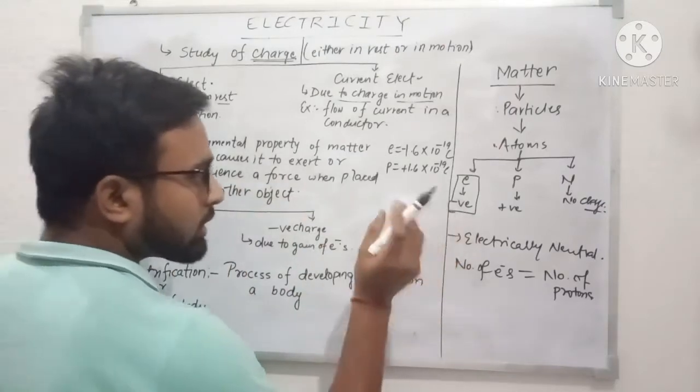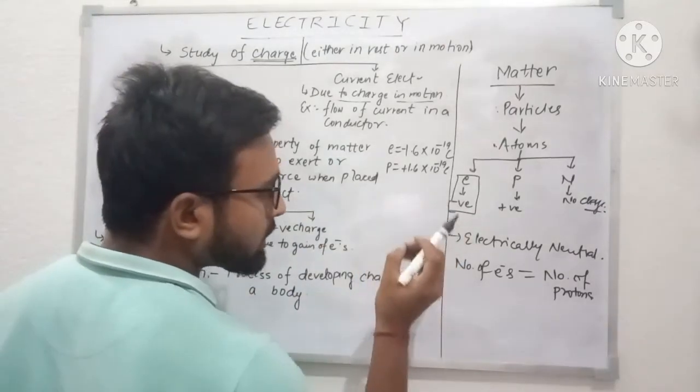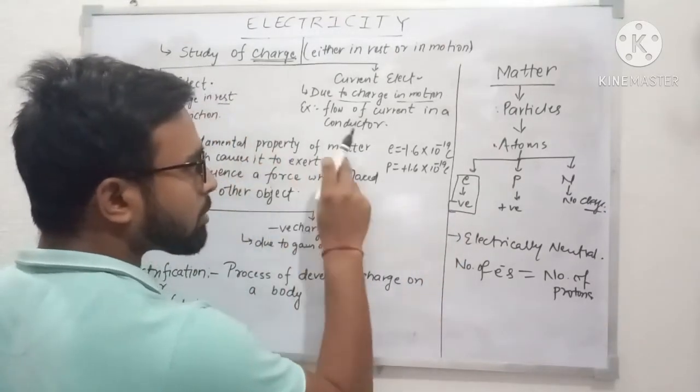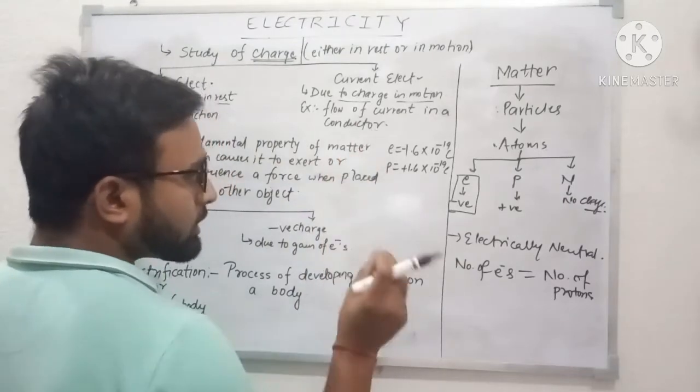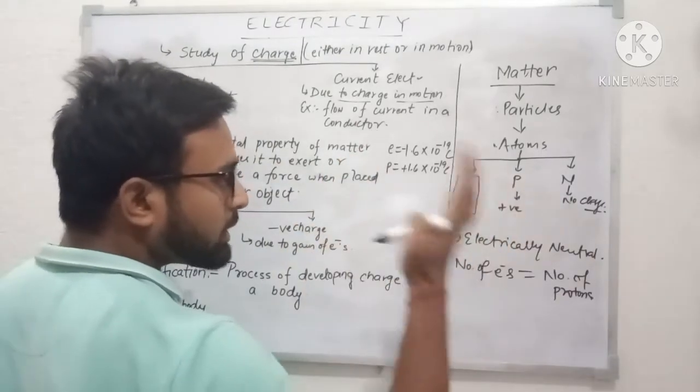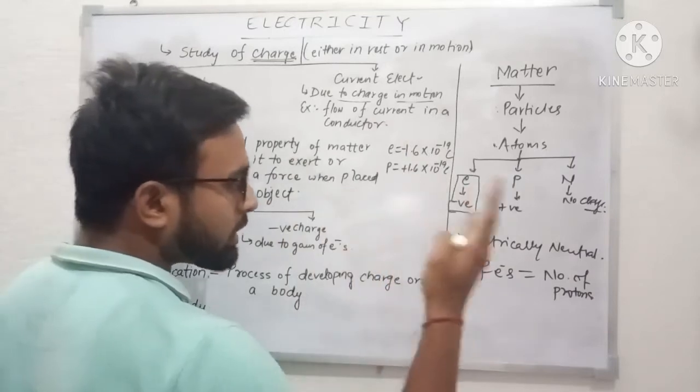This electron is the charge. This is the fundamental property. That's why charge is called the fundamental property of matter. And this charge exerts or experiences a force when placed near other objects.